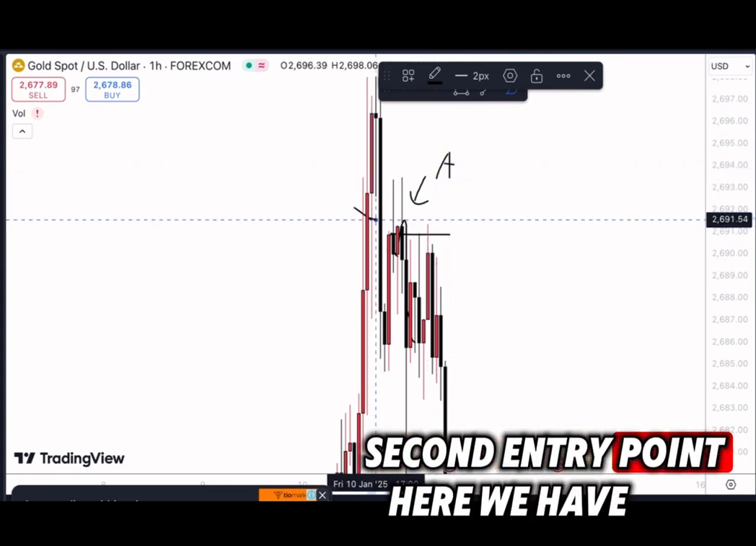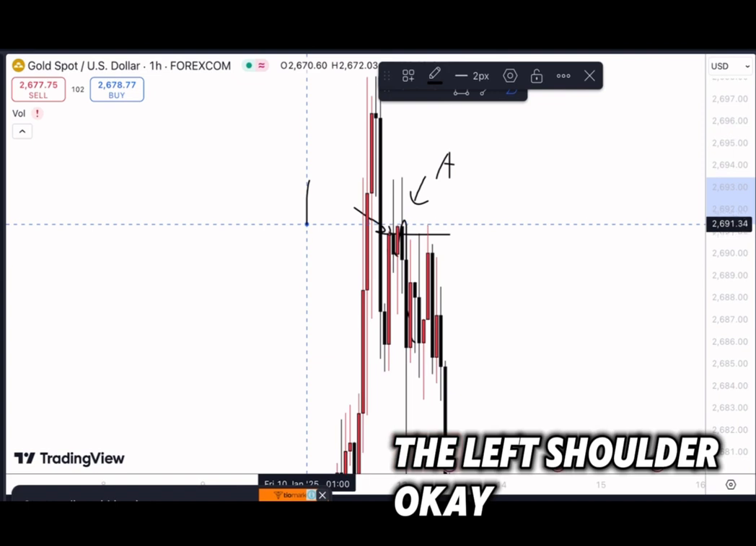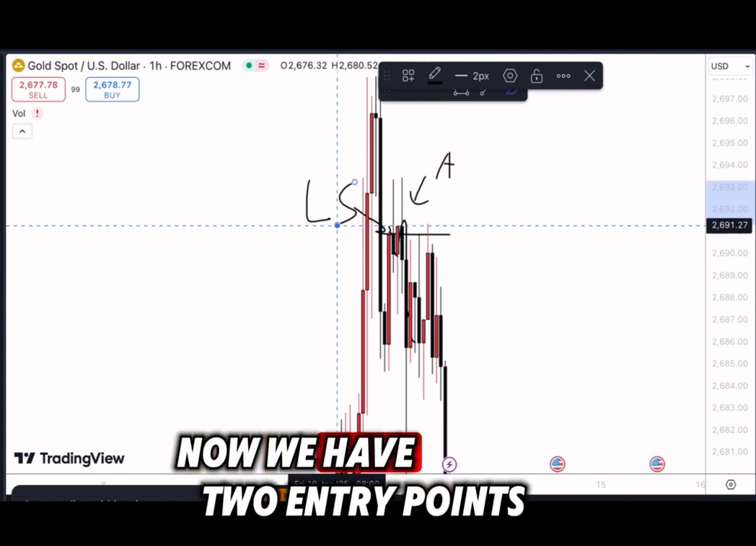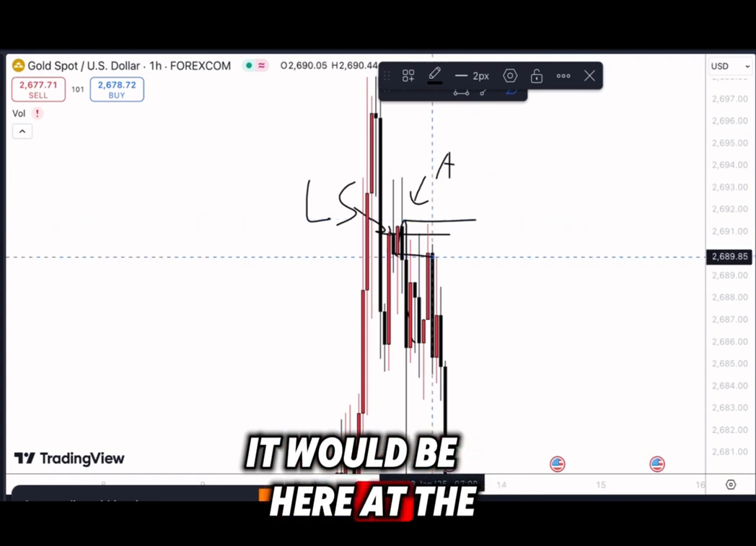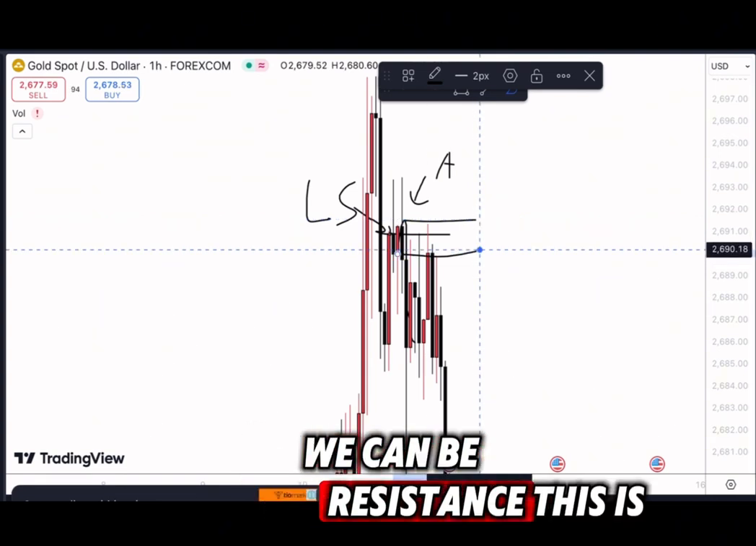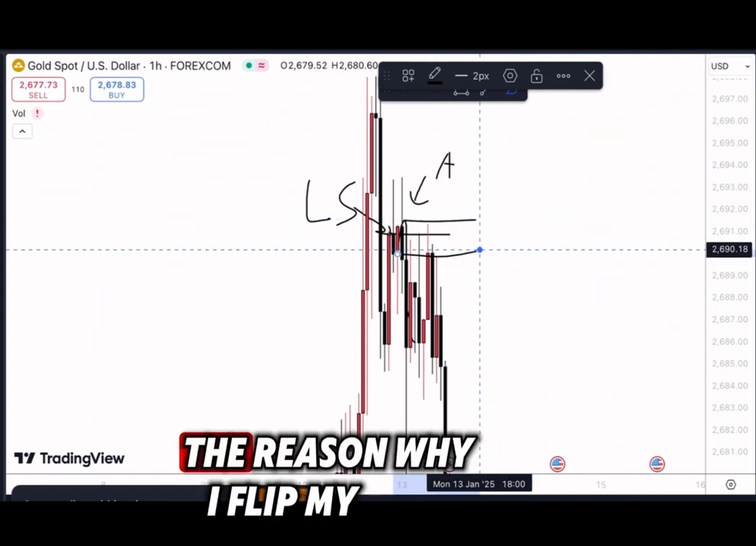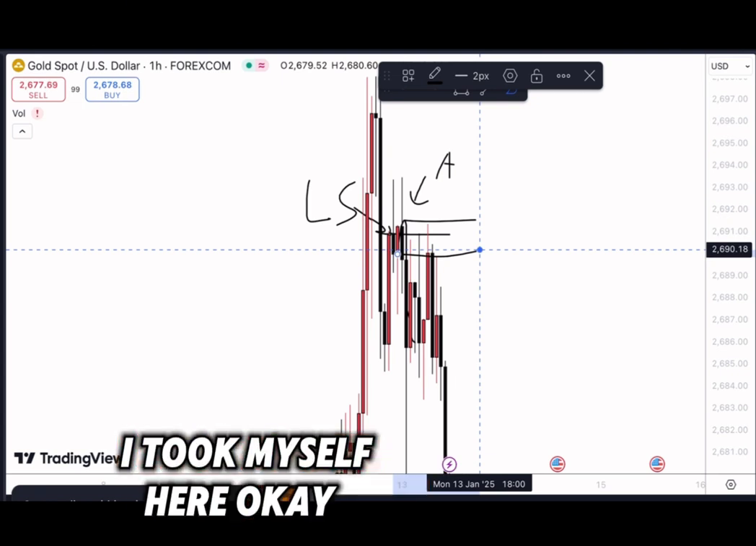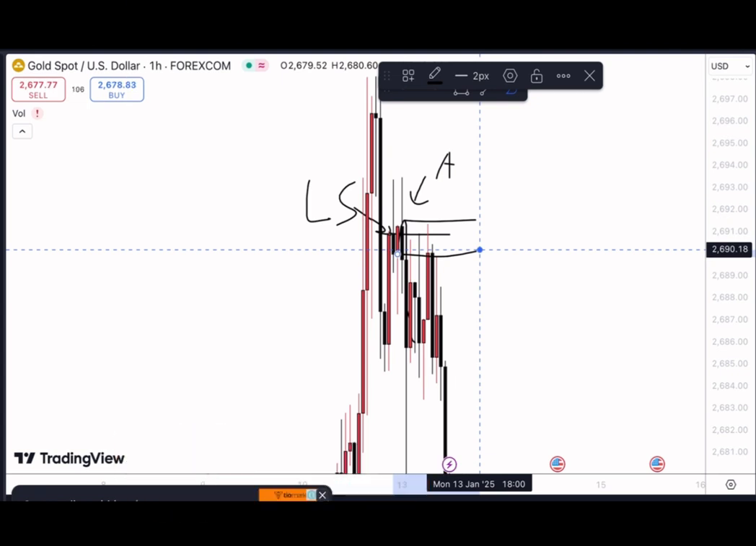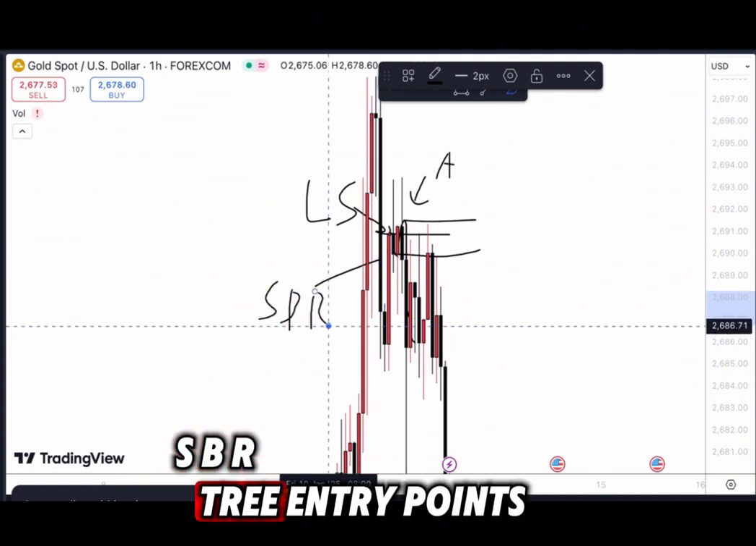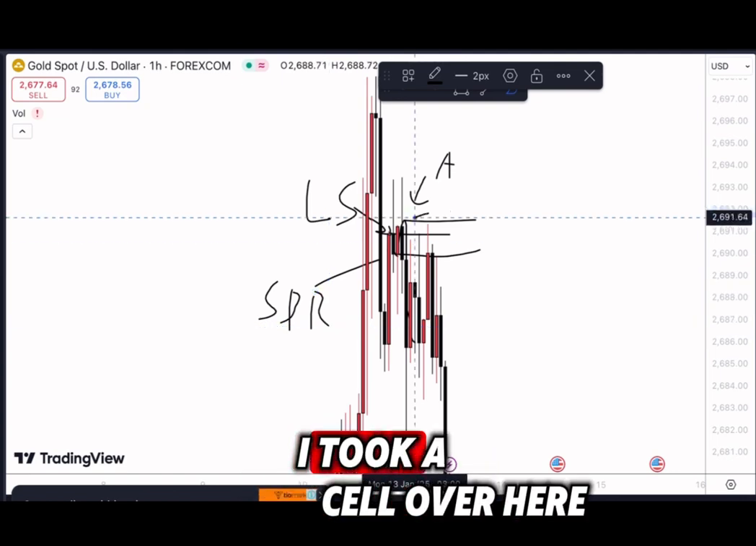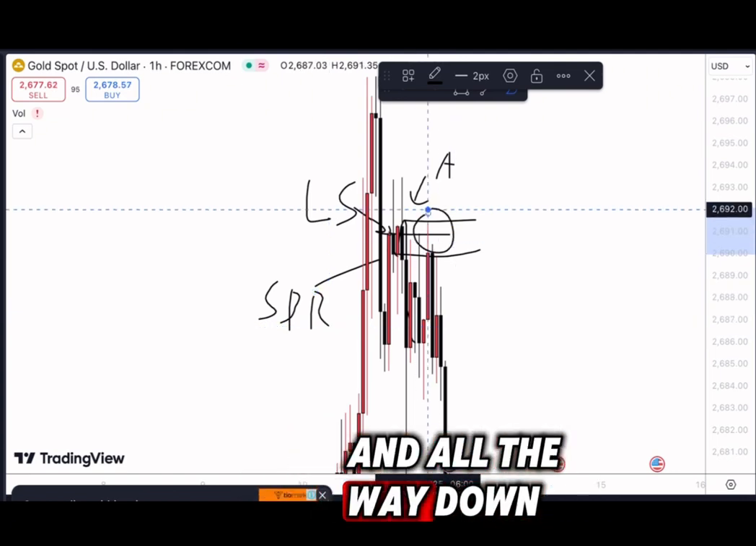Second entry point here, we have the left shoulder. Now we have 2 entry points here. Now, where's the third entry point? It would be here at the support, break, become resistance. This is a very small example, the reason why I flipped my account. I took my sell here. The third entry point would be at the SBR. 3 entry points, and instantly I took a sell over here and all the way down.